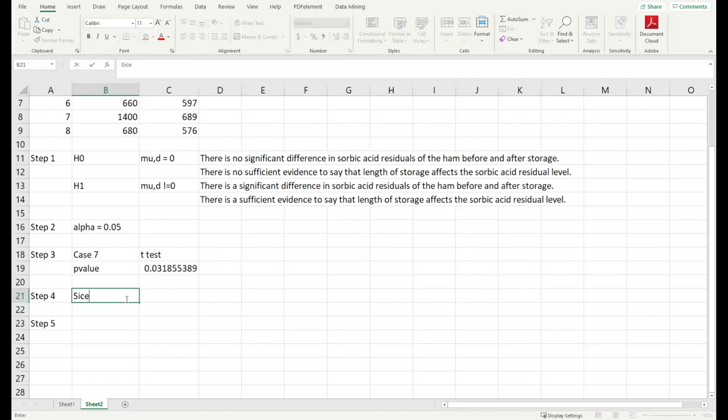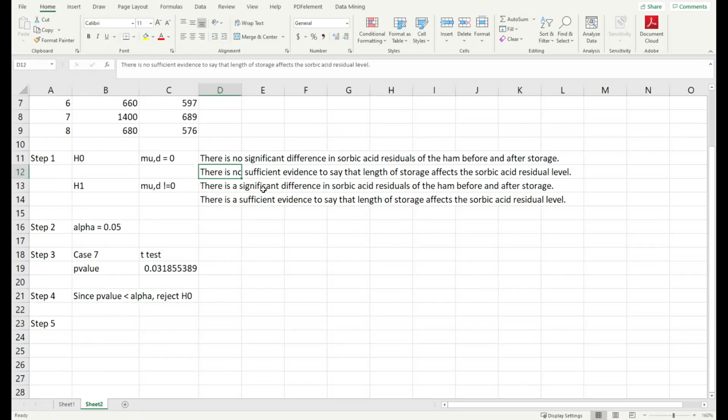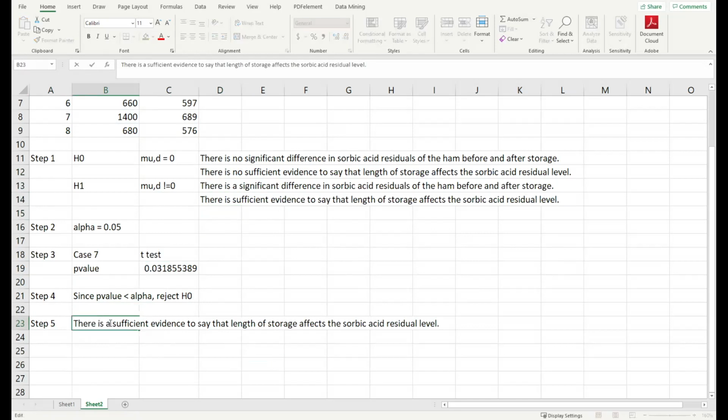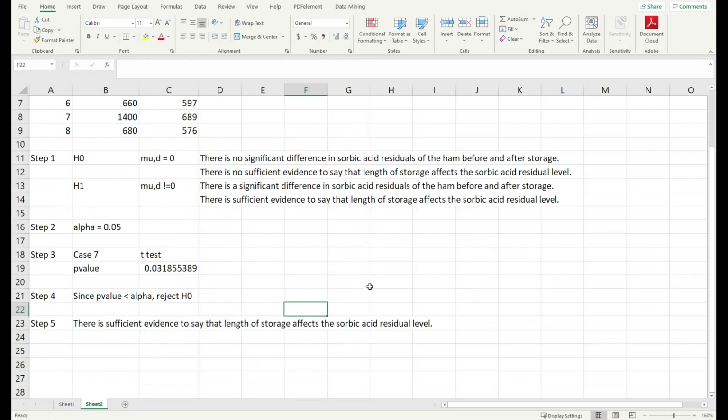So, since p-value is less than alpha, then we reject H naught. And therefore, ang magiging conclusion natin is that we reject H naught. So, there is sufficient evidence to say that length of storage affects the sorbic acid residual level. Okay? Okay ba yun?